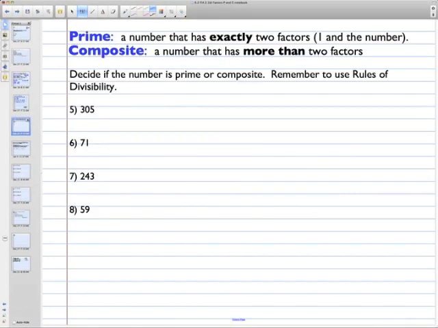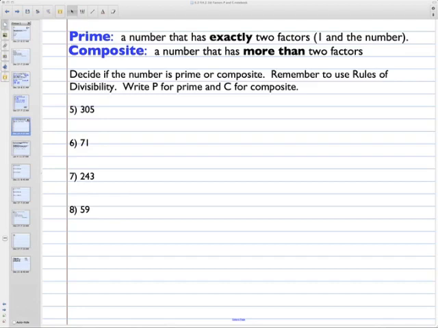Something else to keep in mind for tonight's lesson is prime and composite numbers, which you've learned about before, but just to review, prime is a number that has exactly 2 factors, 1 and the number. Composite is a number that has more than 2 factors. Looking back at the work that you just did, you can see that 13 is a prime number because the only factors were 1 and itself. The other 3 examples were composite numbers.